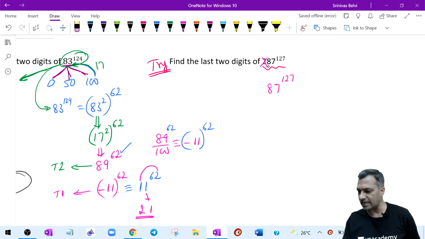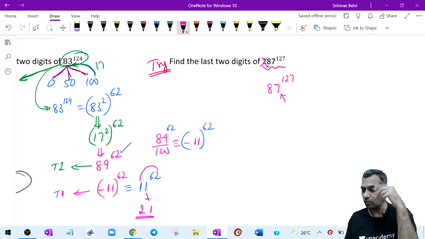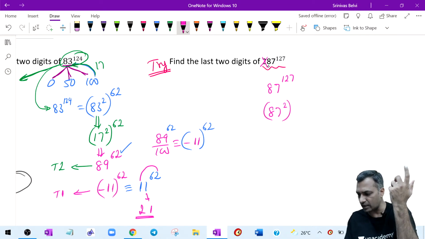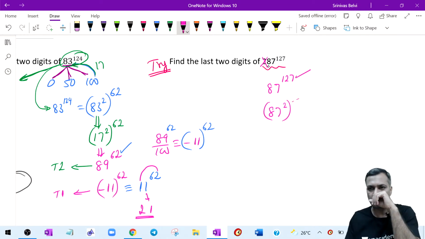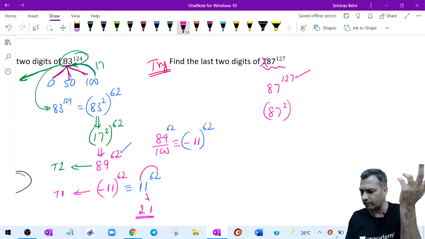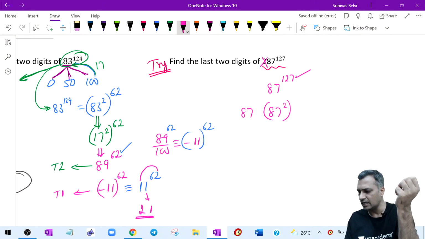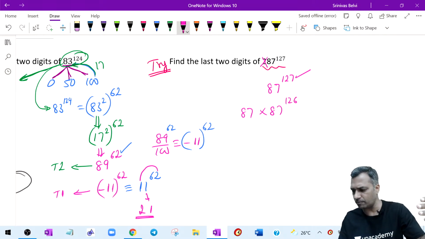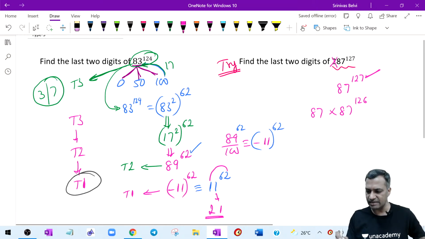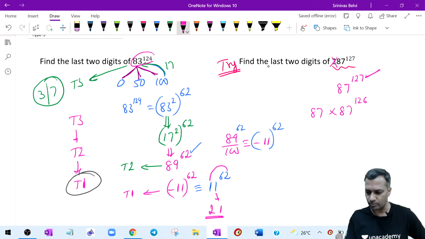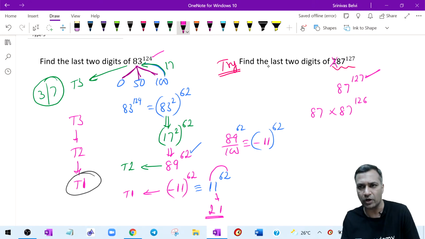The moment I understand that the number is ending in 7, it becomes the type 3 model. But the point is, you said that we have to write this as 87 square times something. Man, this is an odd power. What do I do with it? If it is an odd power, why don't you pull out 87 outside and first write this as 87 into 87 raised to power 126? Unlike the earlier power, which was even, it was okay.